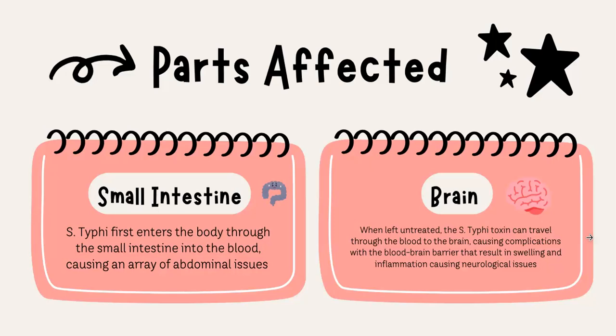Parts affected, as we discussed already, the small intestine. This is where the S. typhi enters the body and gets into the bloodstream. It can cause an array of abdominal issues. And then also the brain: when left untreated, the S. typhi toxin can travel through the bloodstream to the blood-brain barrier and result in swelling and inflammation that can cause neurological issues.